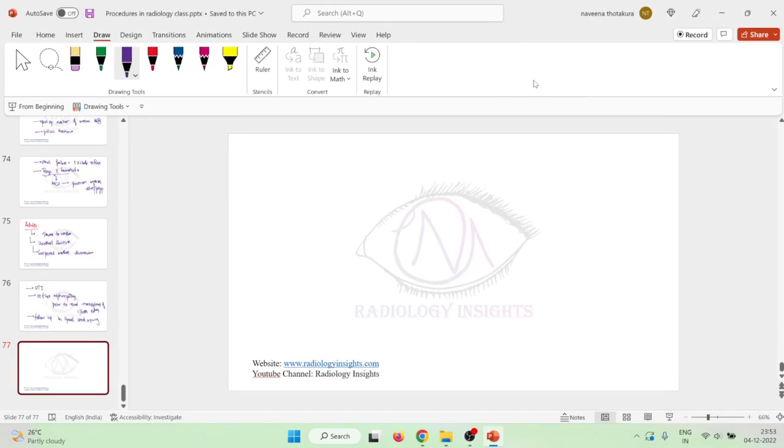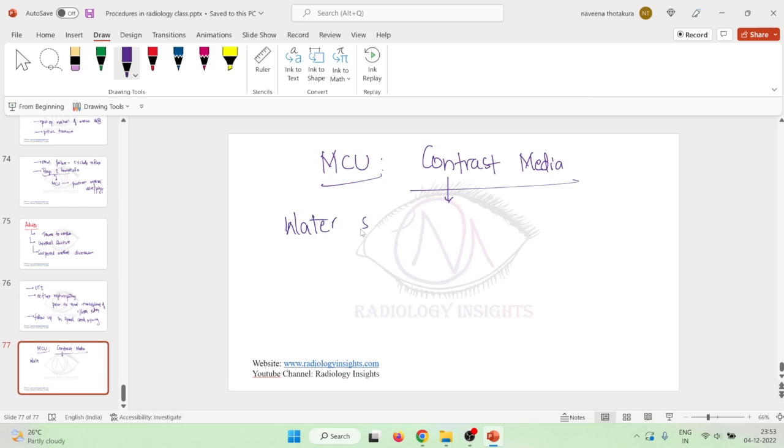Hello friends, in the last class we learned about the indications of micturating cystourethrography. Now, in micturating cystourethrography, we will see the procedure of doing it. Here a contrast media is given to the patient, and the contrast media used here are mainly water-soluble contrast media.